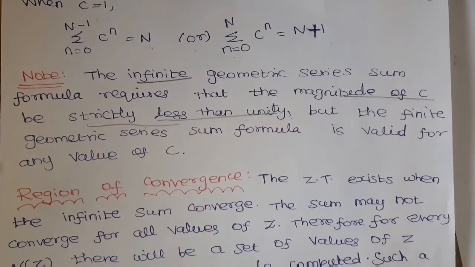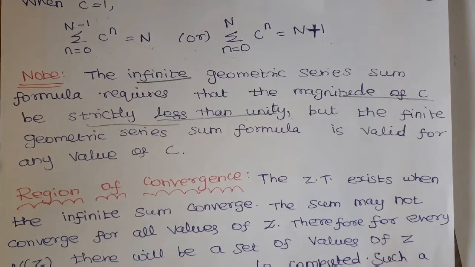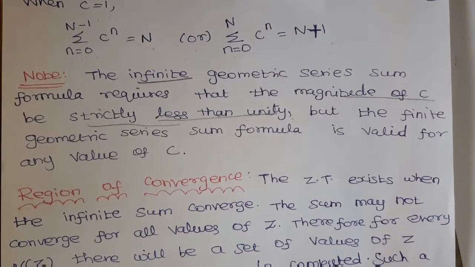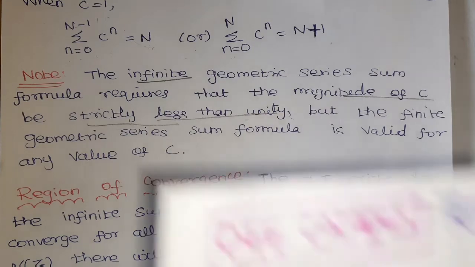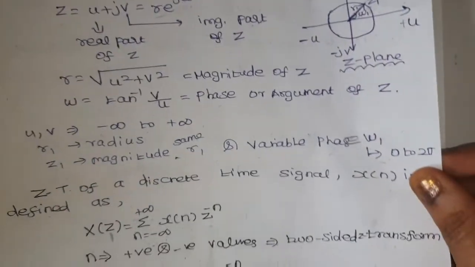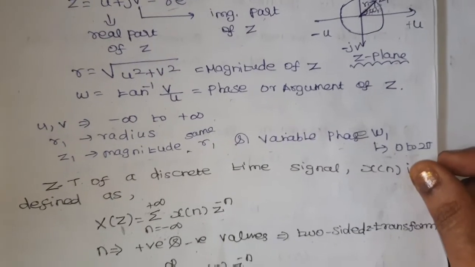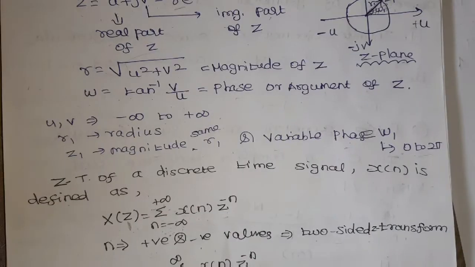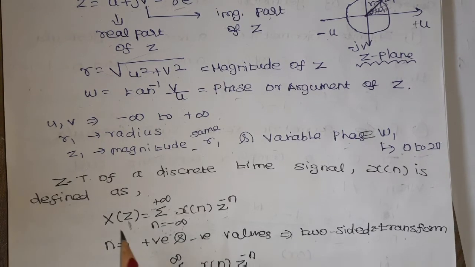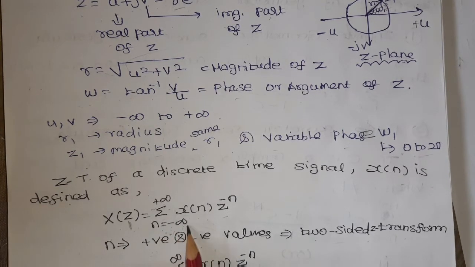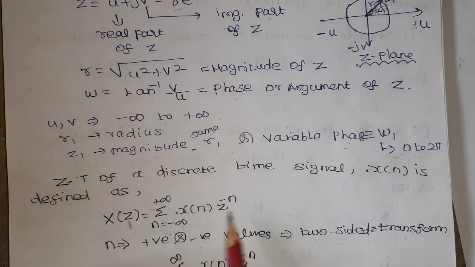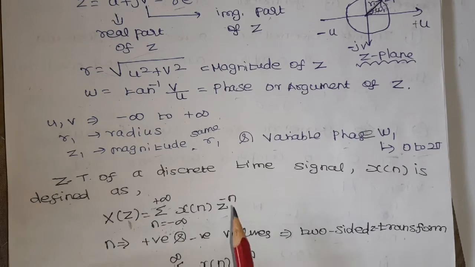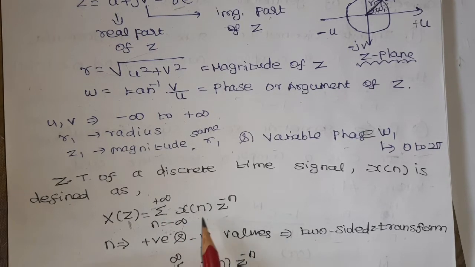ROC is nothing but region of convergence. What is the region of convergence here? What is the Z transform actually? What is the definition of Z transform here? For the infinite values of n, it is the computation of the summation of infinite terms.